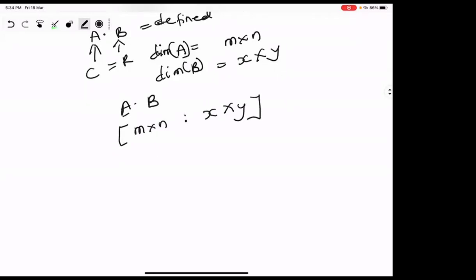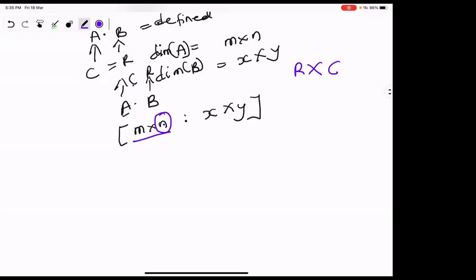Since the product is only defined if and only if the columns in the first matrix are the same as the rows in the second matrix, we look at which of these numbers represents the columns in the first matrix. The dimension of a matrix is given by the number of rows by the number of columns. So if you look at the dimension of any matrix, the second entry represents the columns. All right, so n represents the number of columns in matrix A.